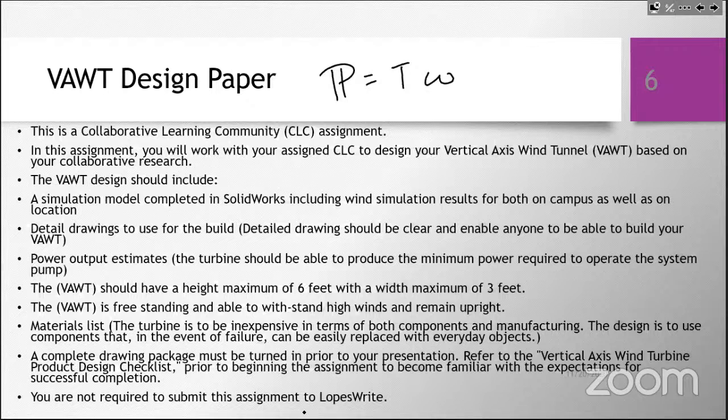Your vault has to be a maximum of 6 feet tall and 3 feet wide. It has to be freestanding, right? So if you apply your simulation and it falls down, that's a problem. Material list, right? Basically, you need to provide a bill of materials. What are you making this out of? Are you using PVC pipe? Are you using Home Depot paint buckets, right? Like what specifically are you using? How much does it cost? How many of them do you need? A complete drawing package must be turned in prior to your presentation.